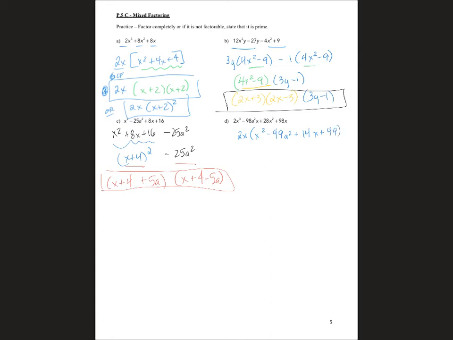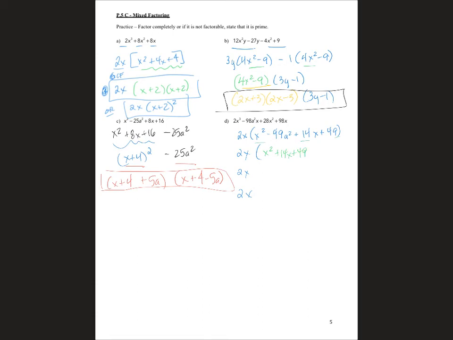So I took out the greatest common factor. So that's going to just perpetuate in every step, that is going to perpetuate down. I'm only going to work with what's inside the parentheses. Again, I'm going to go ahead and rewrite the inside in a different order. So x squared plus 14x plus 49.